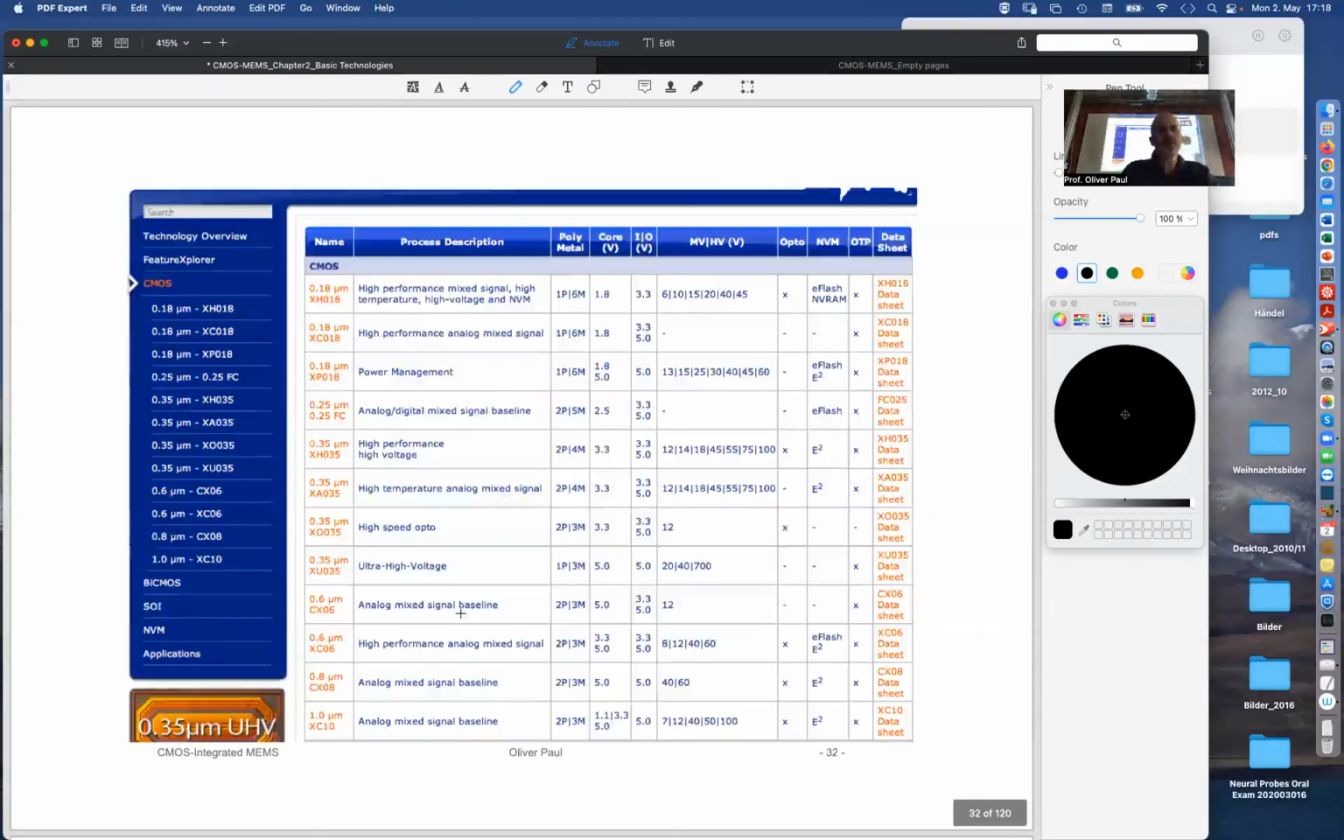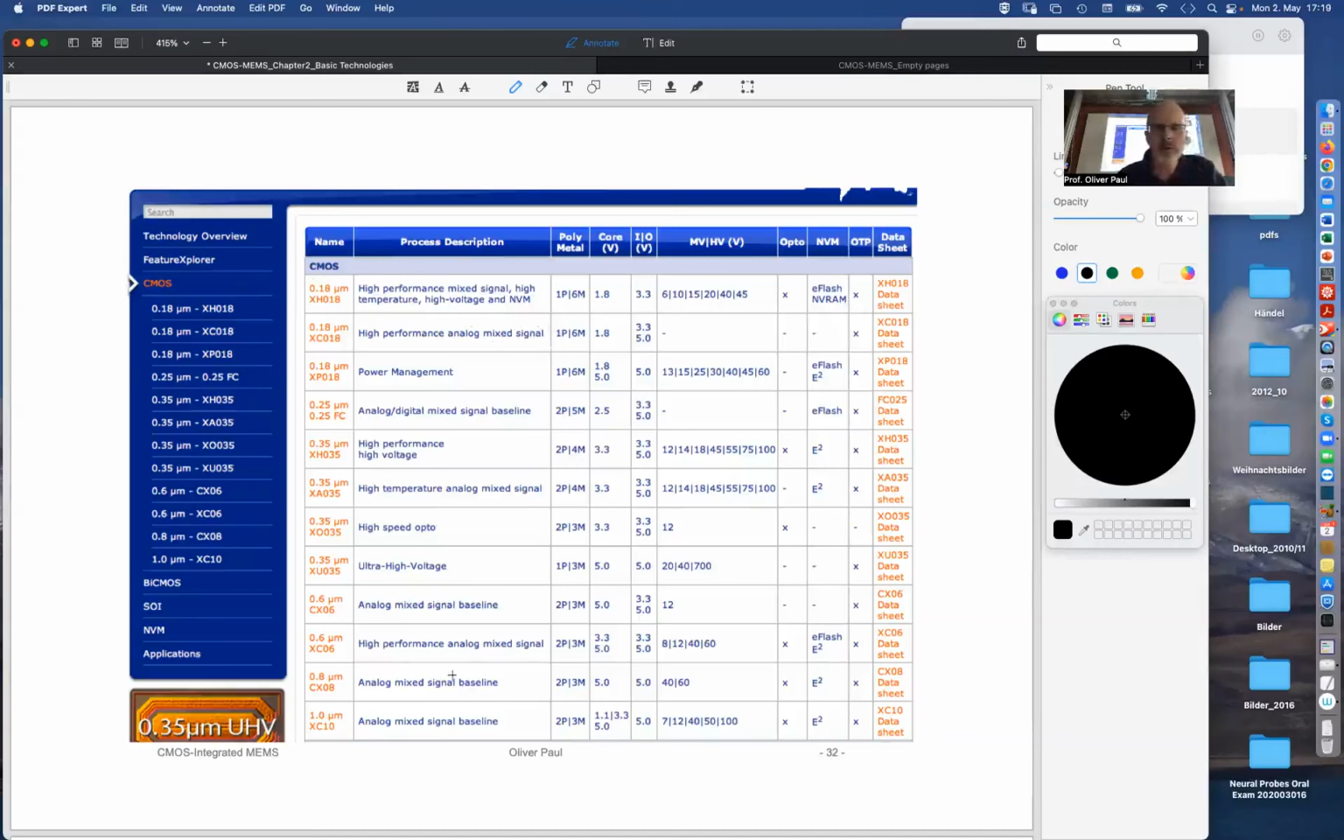And so if I look at the CMOS technologies they offer, okay, here is the whole range from high resolution to not so high resolution. There's high performance mixed signal, high temperature, high voltage. Oh, very, very proficient with one polysilicon, 6 metal layers, okay, 1P6M. And you can even do flash memory chips on top of that. So this is really high performance process with interesting options.